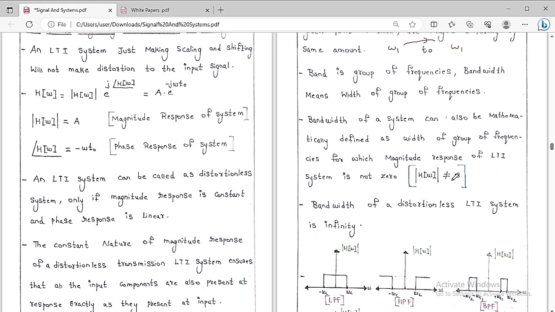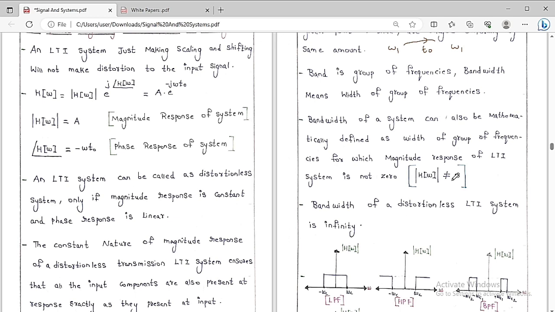Bandwidth of a distortionless LTI system is infinity. You can see clearly the magnitude of H of omega is equal to A for all omega. For all omega it is present, which means it covers the range of omega from minus infinity to plus infinity. So what is the bandwidth? Bandwidth is equal to infinity.